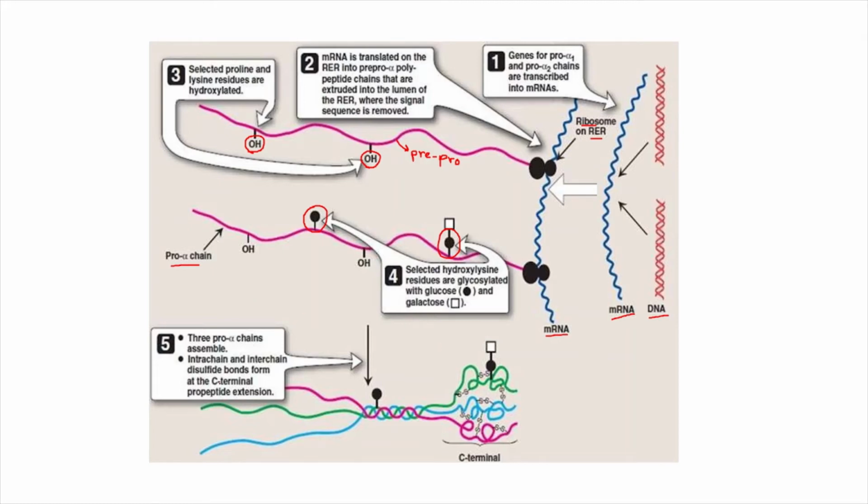Several pro alpha chains assemble over each other to form a procollagen molecule. So this is the structure of the procollagen molecule. As you can see, the three different colors signify that three different pro alpha chains have been assembled over each other. So this is the procollagen molecule that is formed.